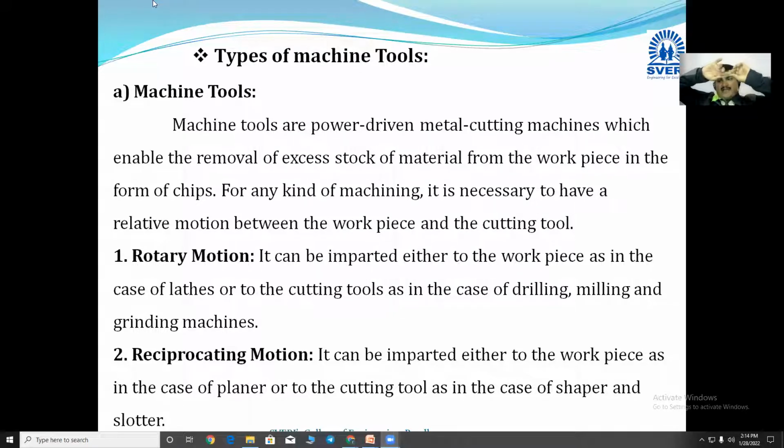So that particular tool is in rotating motion. Means either your workpiece is rotating or your cutting tool is rotating, then such kind of the machine tools are known by rotary motion machine tools.